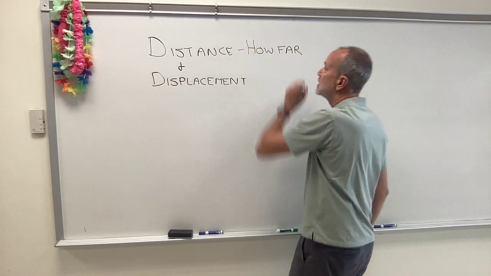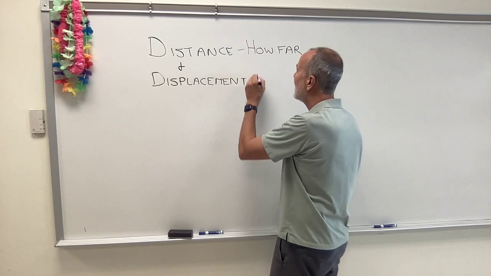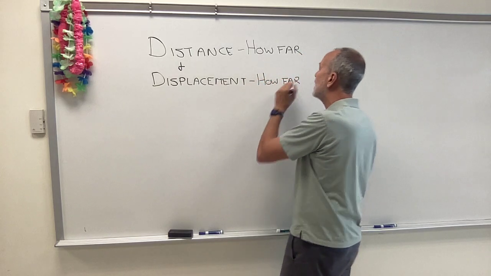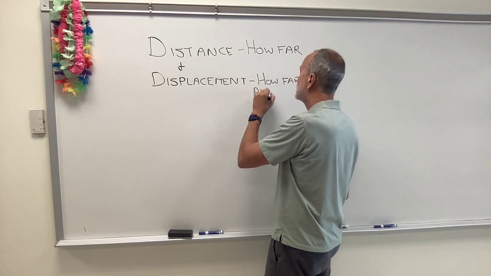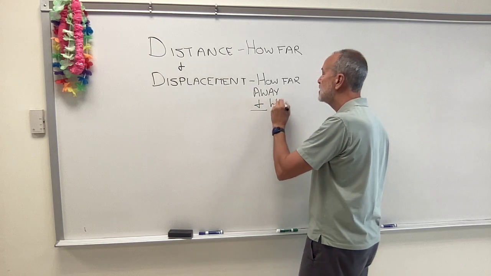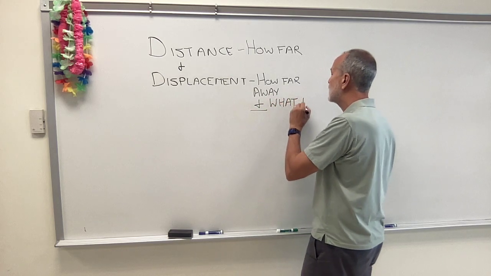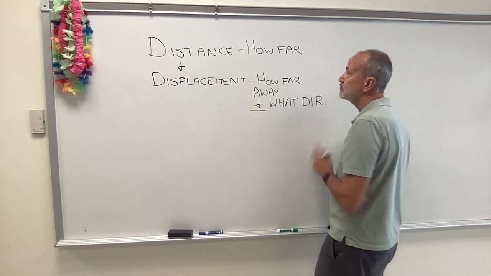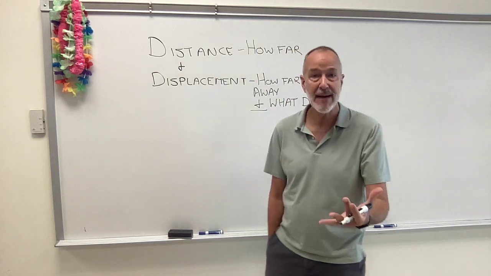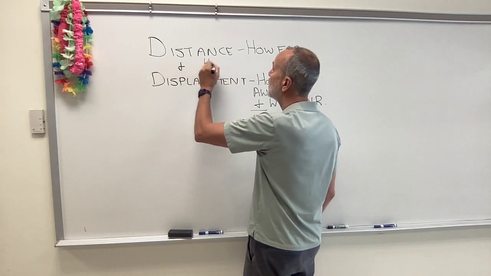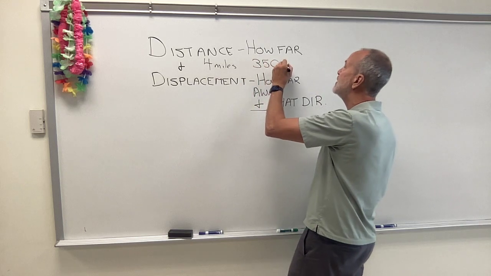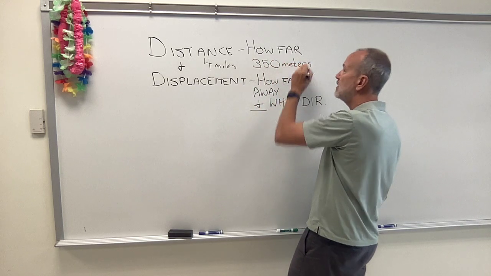How far is just basically distance. Displacement is how far away in a straight line, and in what direction. Okay, so distance is a scalar. Distance is a scalar because it has a magnitude, a size: 4 miles, 350 meters. It doesn't have a direction.